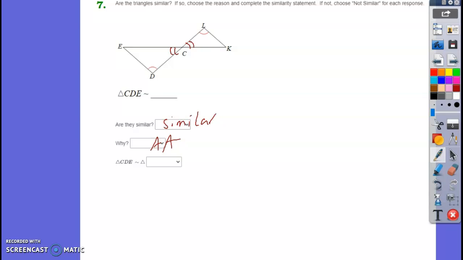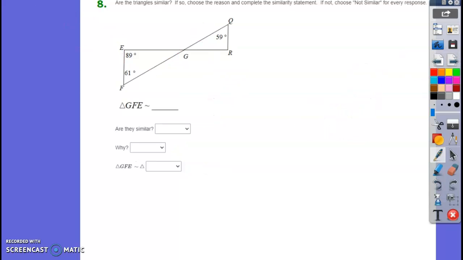And now we have to be careful how we name them. They named the first one CDE. So we have to name the second one in the same direction. So see how it's going towards this angle that's congruent? So we're going to have to be going towards this angle that's congruent. So that's L. So that's going to be CLK. And that's important how you name those.